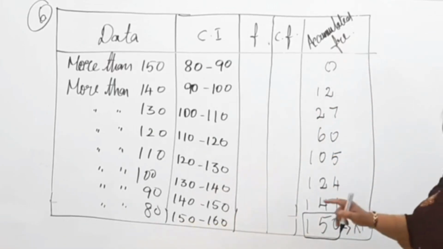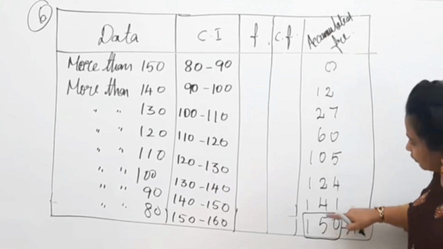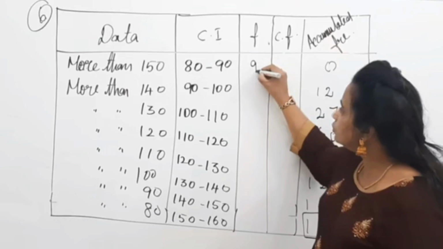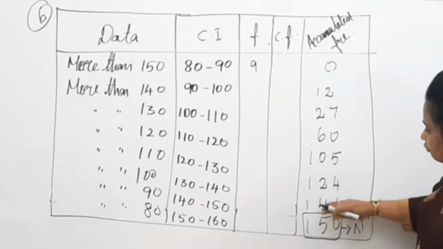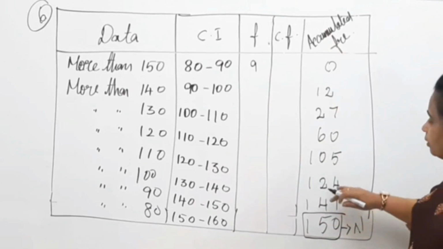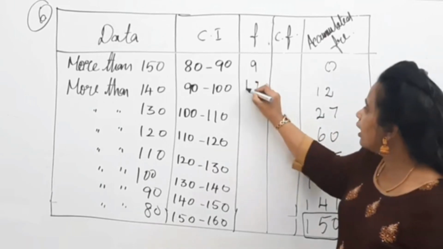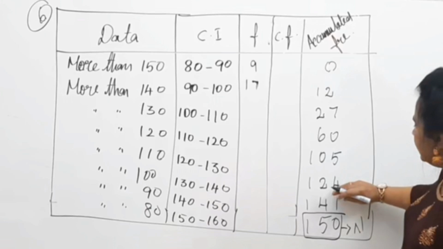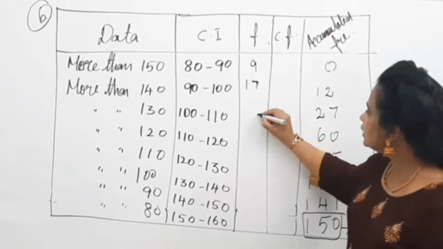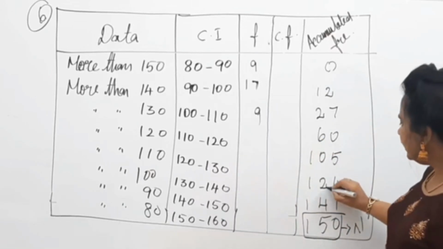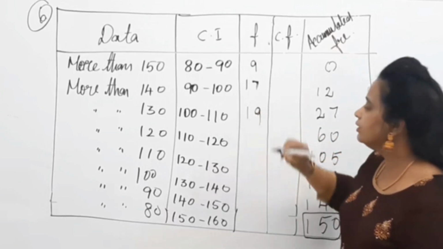Now for 80 to 90, my frequency is going to be subtracted from the bottom. So 150 minus 141, that is equal to 9. So my first frequency is 9. The next frequency, 141 minus 124. So 11 minus 4 is 7 and then 3 minus 2 is 1. So this is going to be 17. Next 124 minus 105. So 14 minus 5 is 9. And then here 11 minus 1 minus 0 is 1, that is 90.